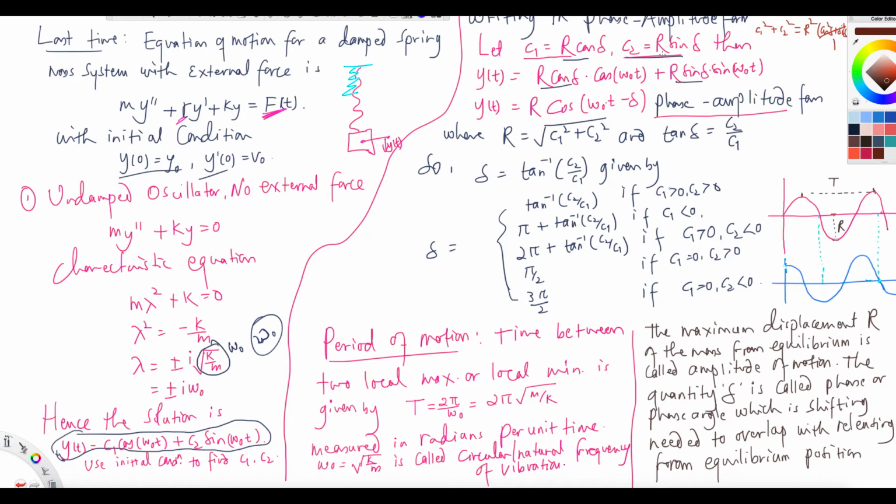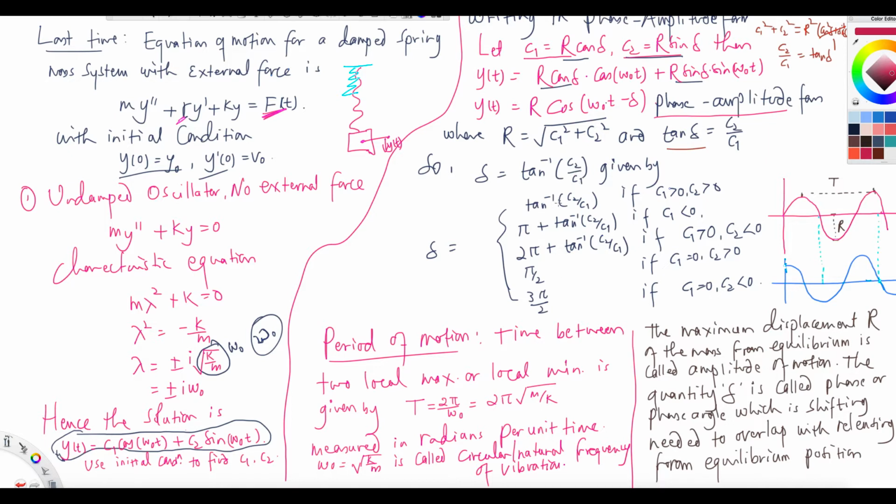Also, if you divide C2 by C1, what do you get? C2 divided by C1 is R sine delta over R cosine delta. So R and R cancel out, and you get tangent delta equals C2 over C1. Now, if you solve for delta, delta will be tangent inverse of C2 over C1. So delta can be one of these depending on the sign of C1 and C2, okay?